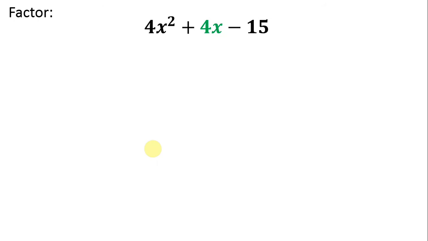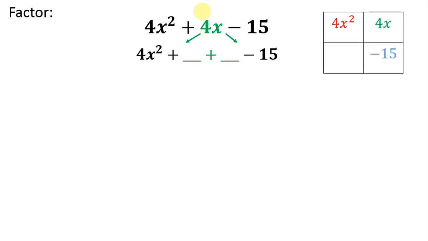Alright, so first I'm going to show you how I decided to split this 4x. I rewrote this equation and I just put little blanks for the two numbers that I'm going to split 4x into. And to figure out those two numbers, I'm going to use this little box to help me. You'll notice I just rewrote this expression that I started with into this box. So 4x squared goes here, 4x goes next to that, and negative 15 goes next to that. And then in this box right here, I'm going to fill that with negative 60x squared.